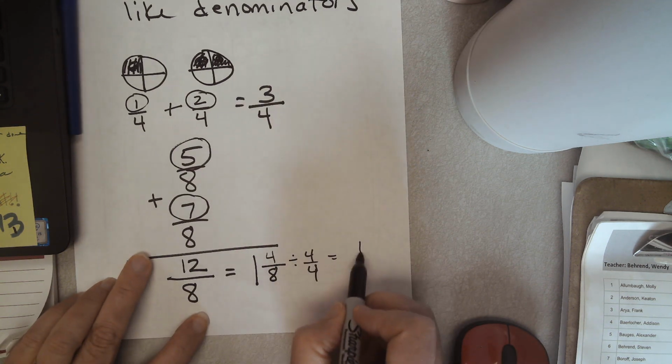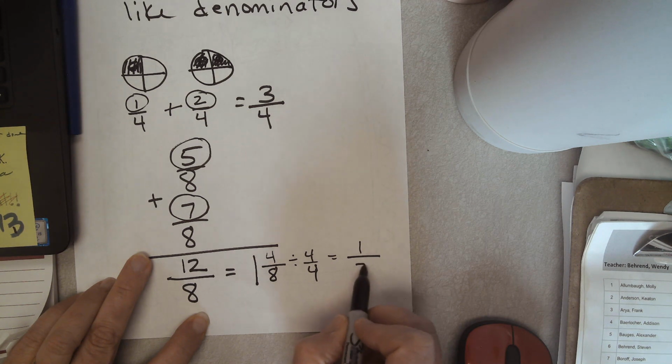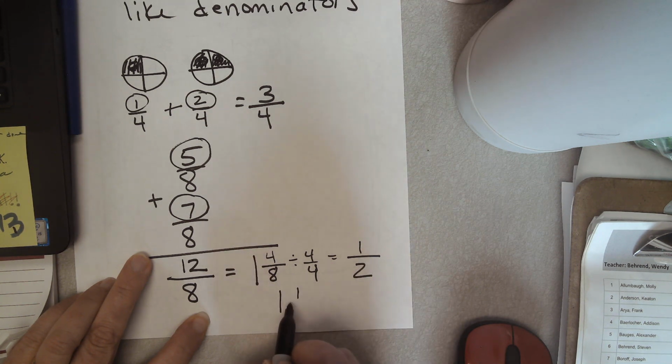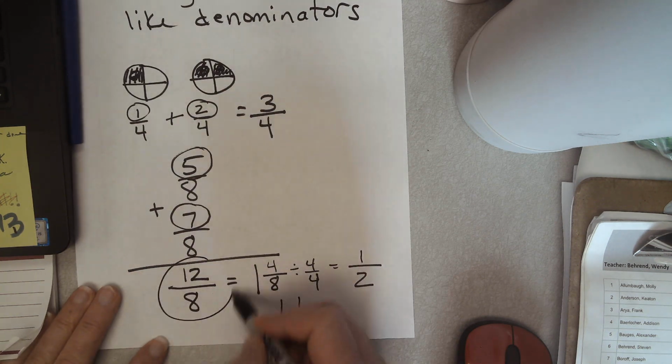4 divided by 4 is 1. 8 divided by 4 is 2. So my total answer is 1 and a half. Okay. Another way to look at this is my 12/8.